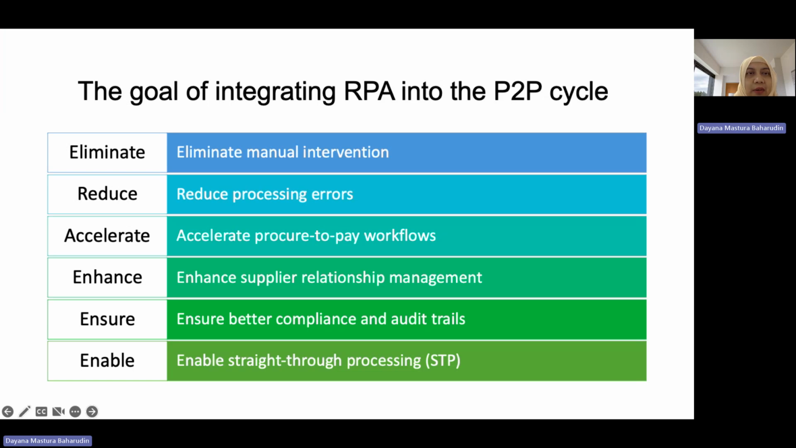Okay, then we have the goal of integrating RPA into the P2P cycle. We want things to be more efficient, so we're trying to integrate the bots into the P2P cycle, which includes the ERP. Why do we want to integrate the RPA into the P2P cycle? Number one, we want to eliminate manual intervention. Number two, reduce processing errors. Number three, accelerate procure-to-pay workflows, enhance supplier relationship management, ensure better compliance and audit trails, and finally, enable straight-through processing.